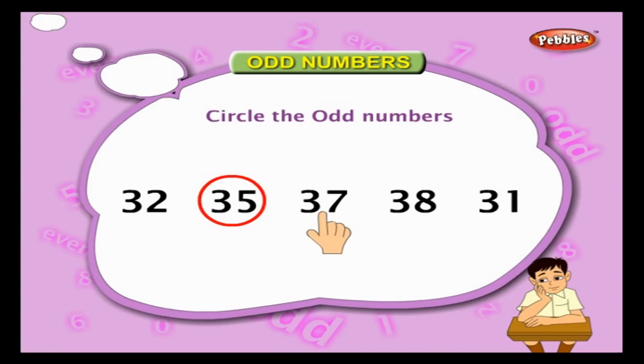37 ends with 7, so this is an odd number. Circle it. 38 ends with 8. This is not an odd number. 31 ends with 1, so it is an odd number. Circle it.